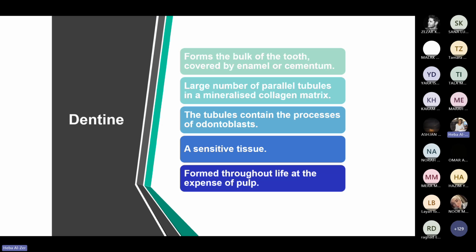To begin with, what is dentine? Dentine is the hard tissue that forms the bulk of the tooth and covered by enamel in the crown or cementum in the root. The composition is large numbers of parallel tubules in a mineralized collagen matrix. We'll see that in a minute. The tubules has a lot of contents. The dentine is a sensitive tissue. It has nerve supply. It has nerve terminals in the tubules, and it formed throughout life, which means it is regeneratable. It can be renewed, unlike the enamel.